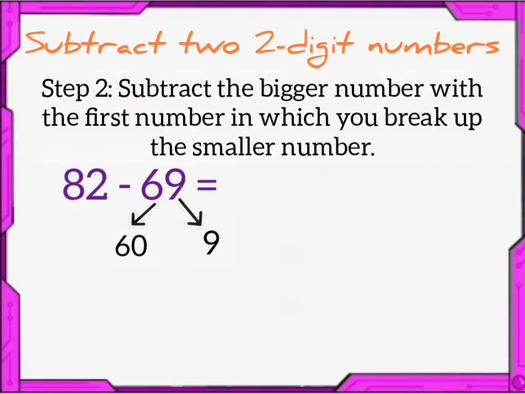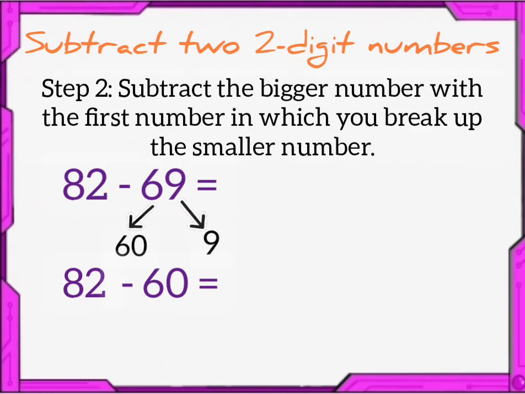Now let's go with step 2. Subtract the bigger number with the first number in which you break up the smaller number. So in the numbers 82 and 69, the bigger number is 82. So I will write 82 minus, what was the first number that I break up the 69? Yes, it was 60. So it will be 82 minus 60.